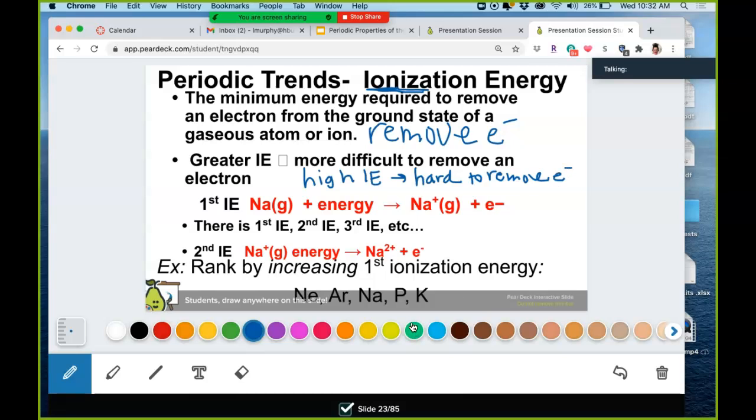And the electrons that are closest to the nucleus are the most difficult to remove. Okay? So there are what are called successive ionization energies. That means your first ionization energy is the amount of energy required to remove one electron.